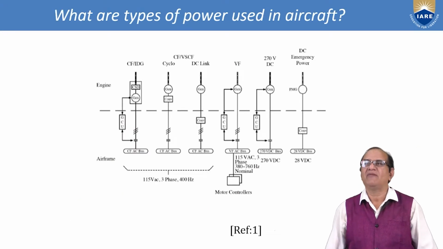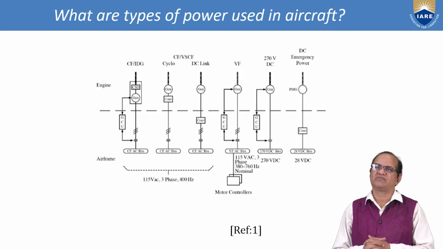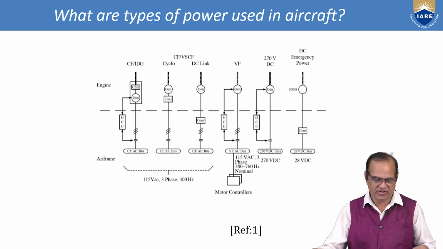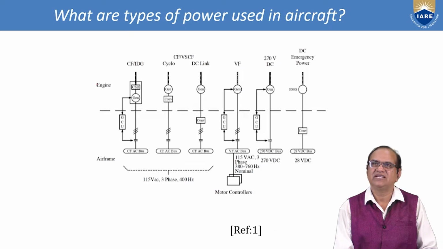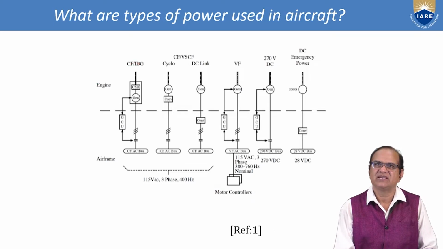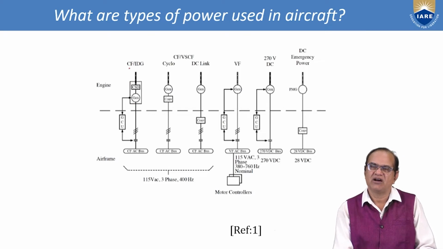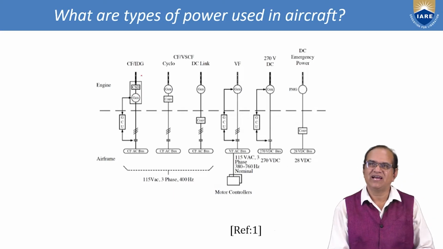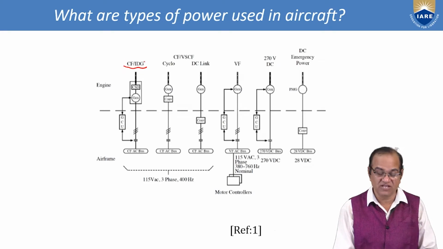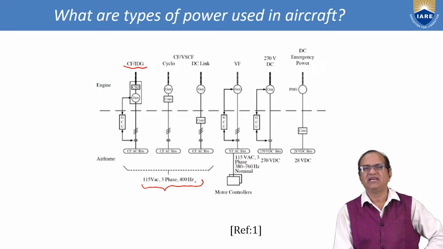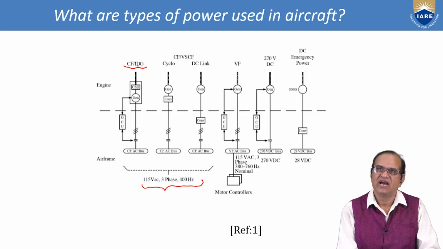Now, what are the types of power used in aircraft? Just now I discussed something, but here I am going to discuss in detail the different types of power supply used in aircraft. Here is the engine. From the engine we go to the constant frequency integrated drive generator. This type of generator will produce constant frequency, and this is happening through the integrated drive generator. This integrated drive generator will give a constant speed, so you will get a constant power supply. So constant frequency is maintained especially for the AC power. Here we have 115 volt AC, 3 phase and 400 hertz. This is the first type of power generation, and this can be generated by CF IDG.